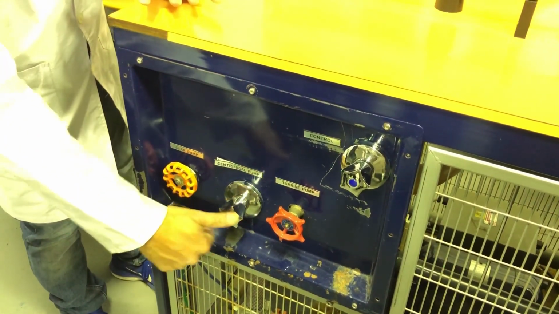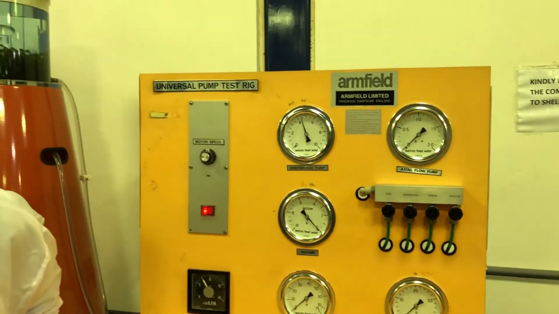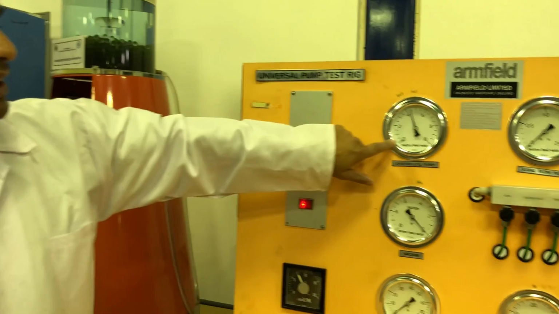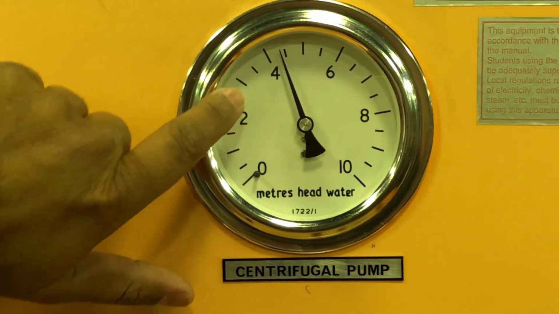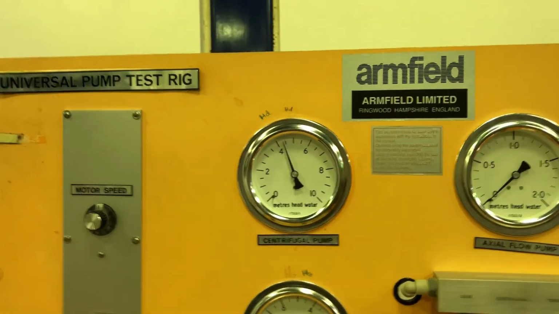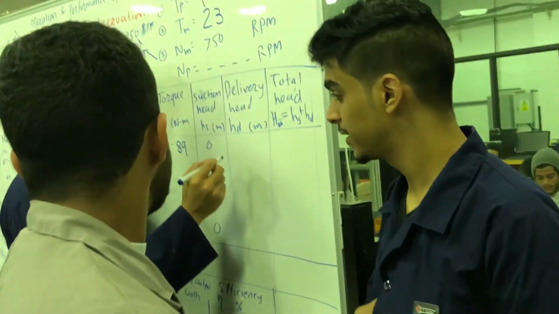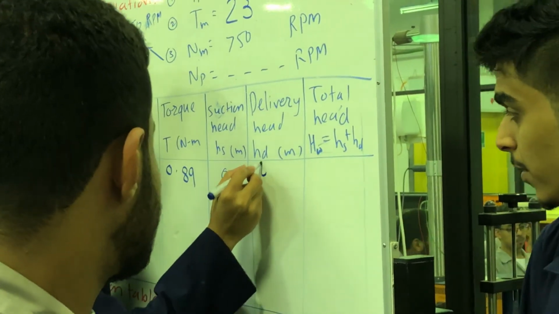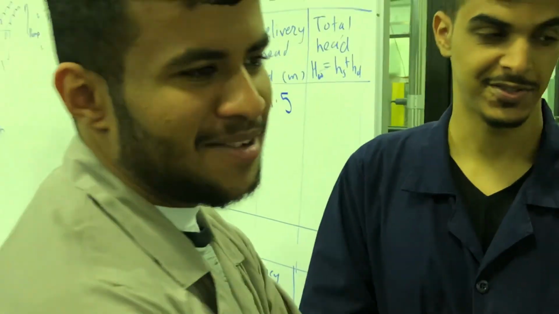clockwise. Reduce the discharge, so how much? Oh sorry, we took the readings HD? No. So this is HD, centrifugal pump. What is HD? This is 2, 3, 3.5, 4, 4.5. So you can write 4.5. HD, delivery head, 4.5. Okay, now first reading done.